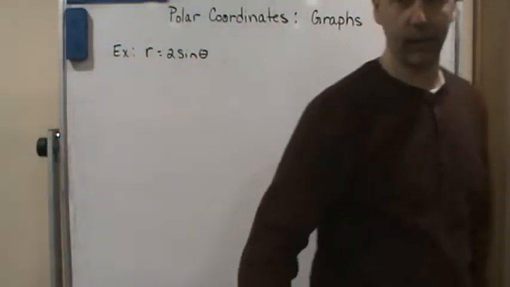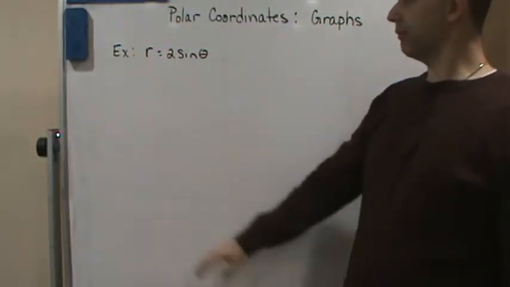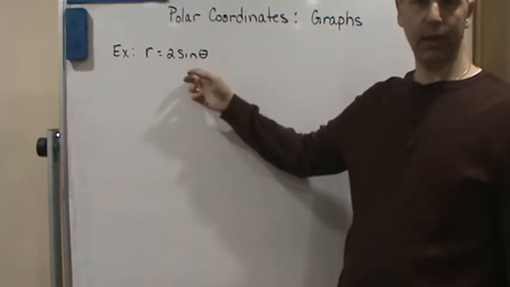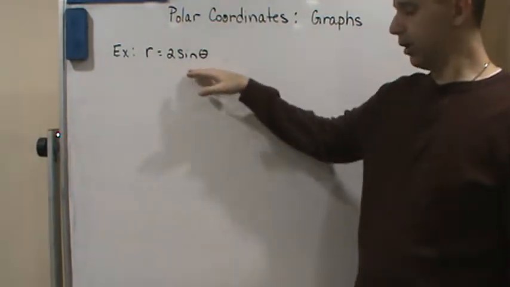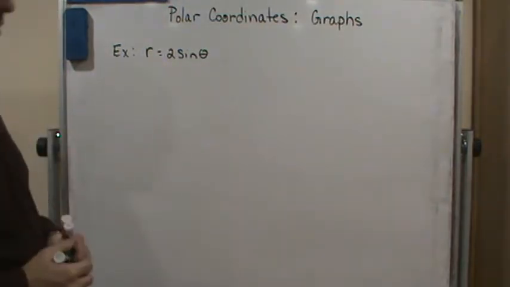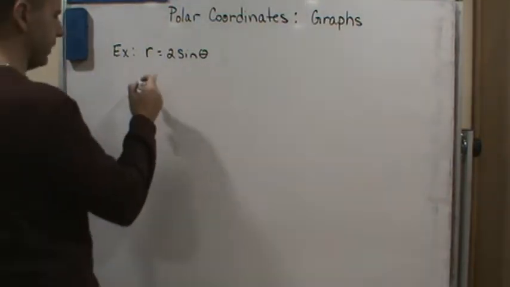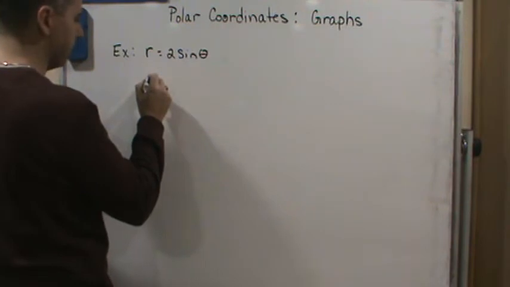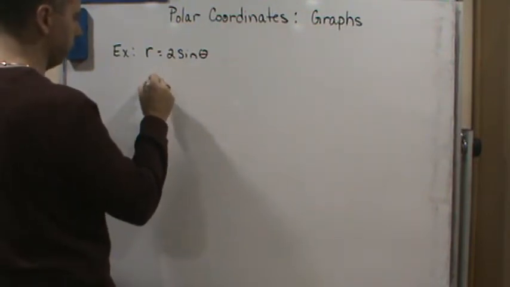Okay, welcome back, and we're going to do an example of testing for symmetry on the polar grid. So here's our polar equation, and let's test to see where it's symmetric. The first thing we'll test is the line theta equals pi over 2.